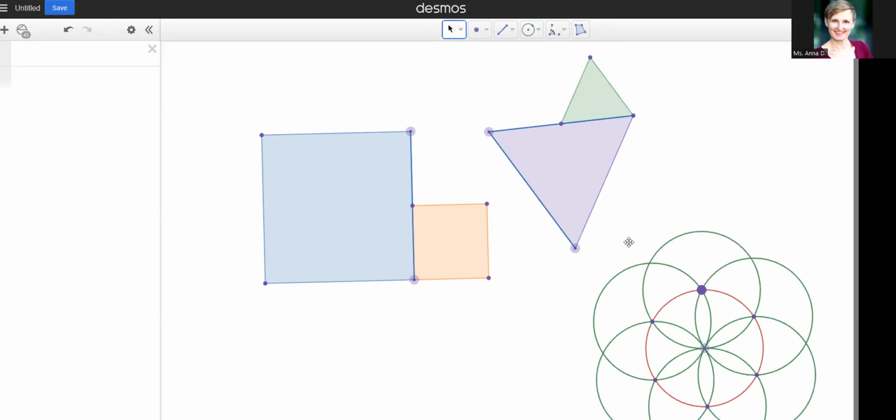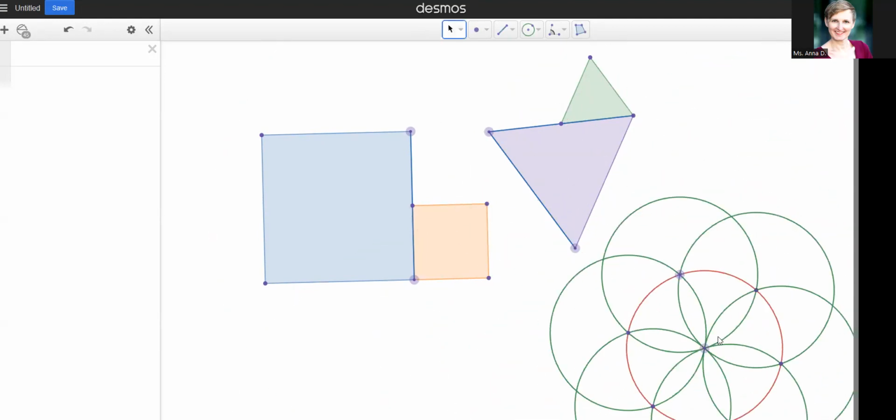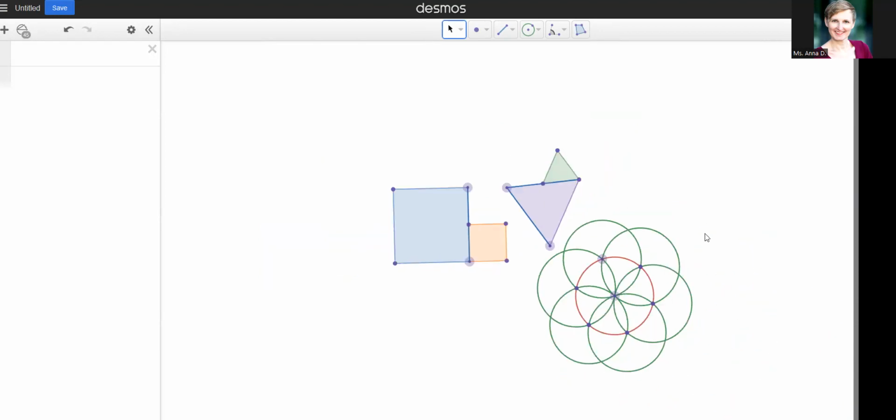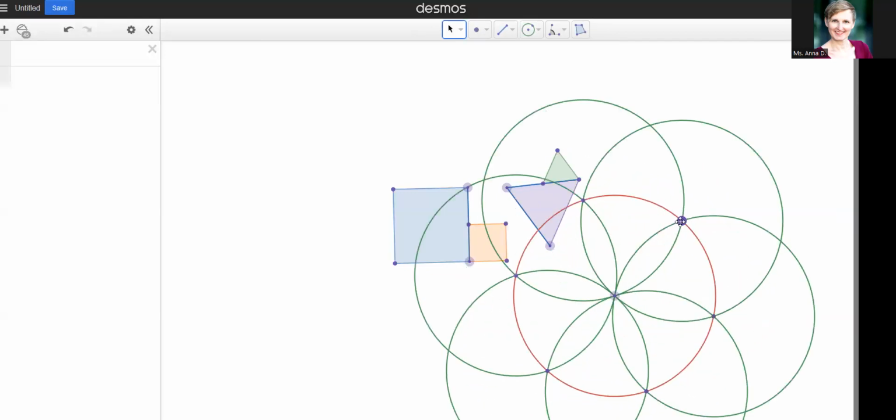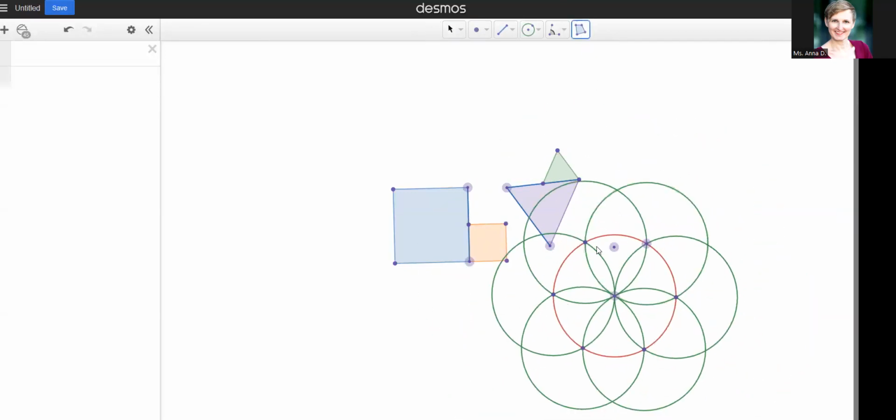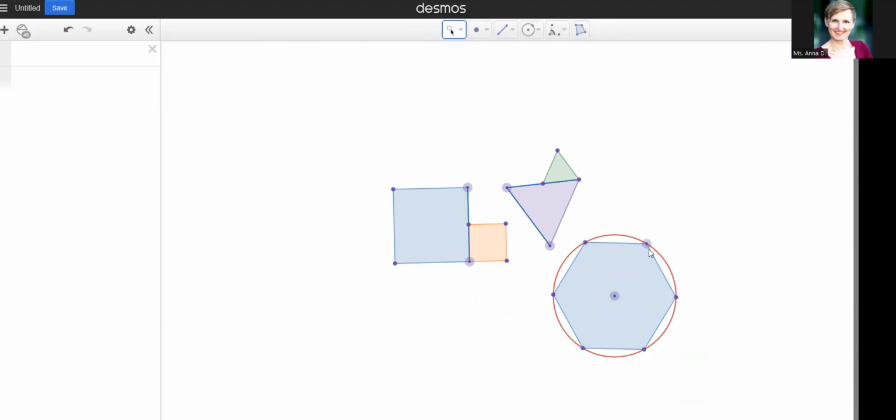but this flower gave me sides of a future hexagon. All these newly formed intersections are sides of the hexagon. Now I can hide all my circles, and I can even hide the additional, the main circle. And here's my hexagon.